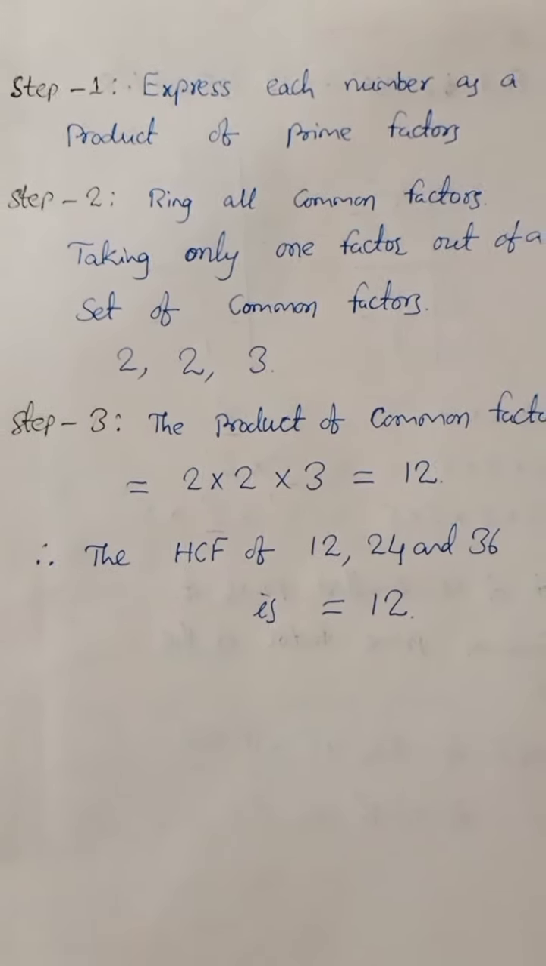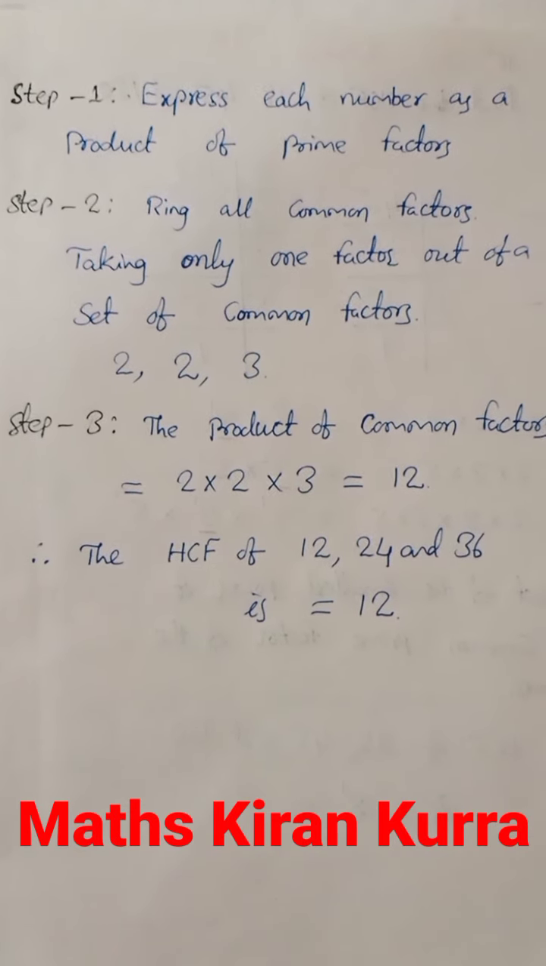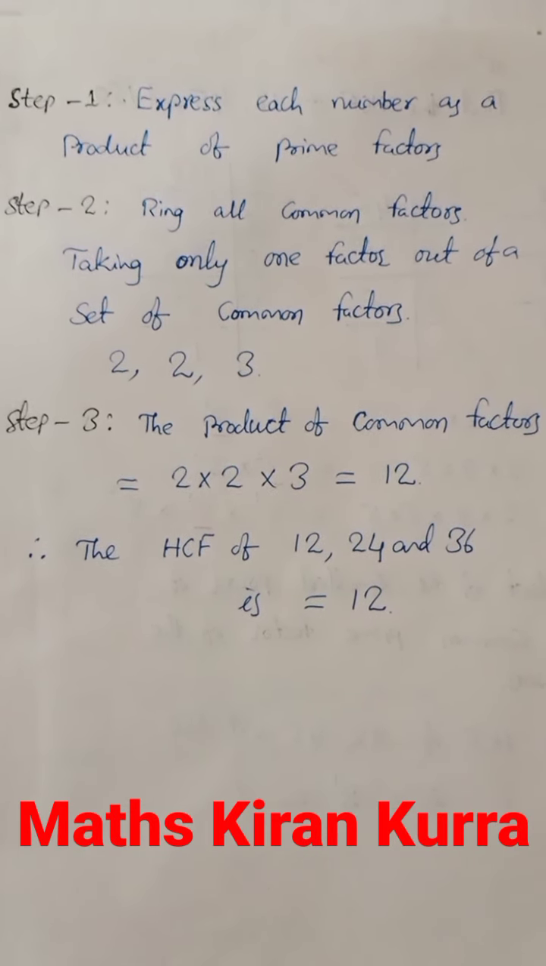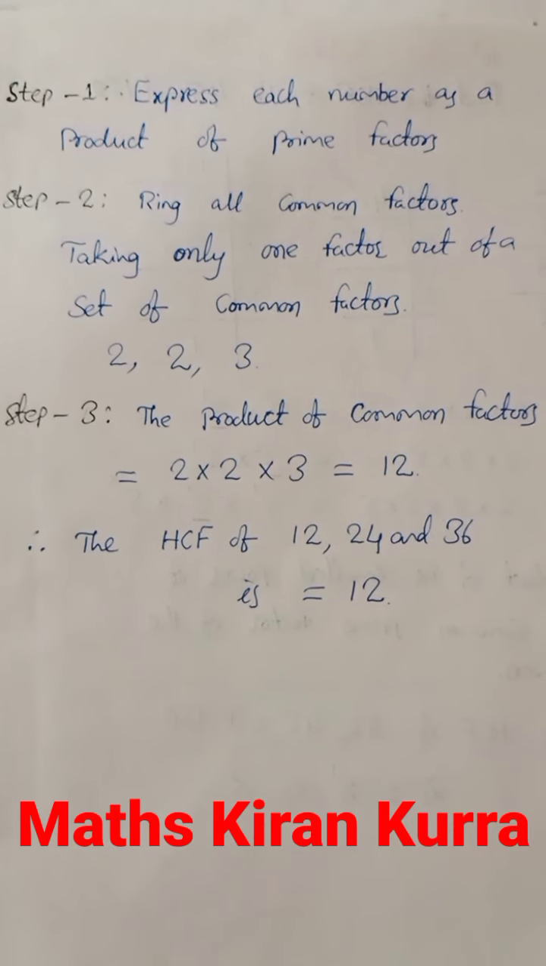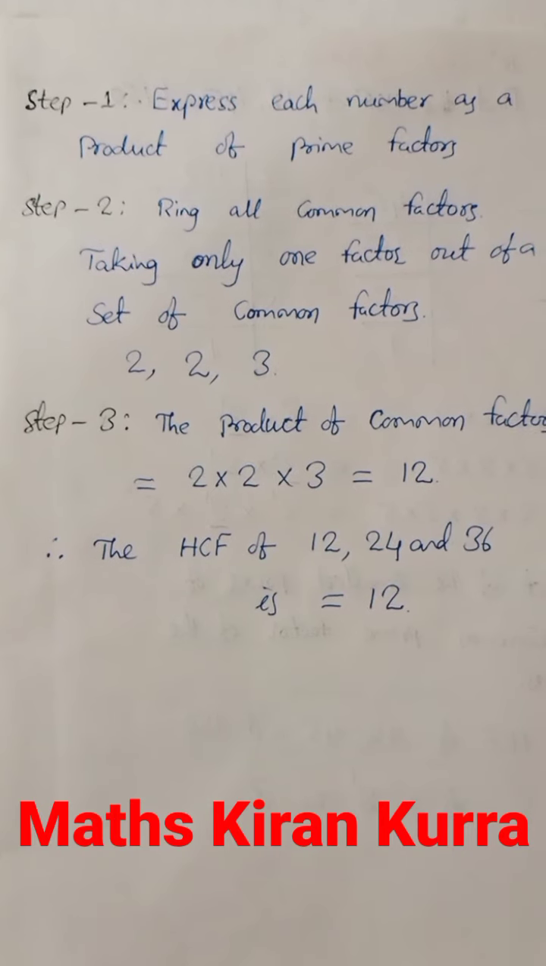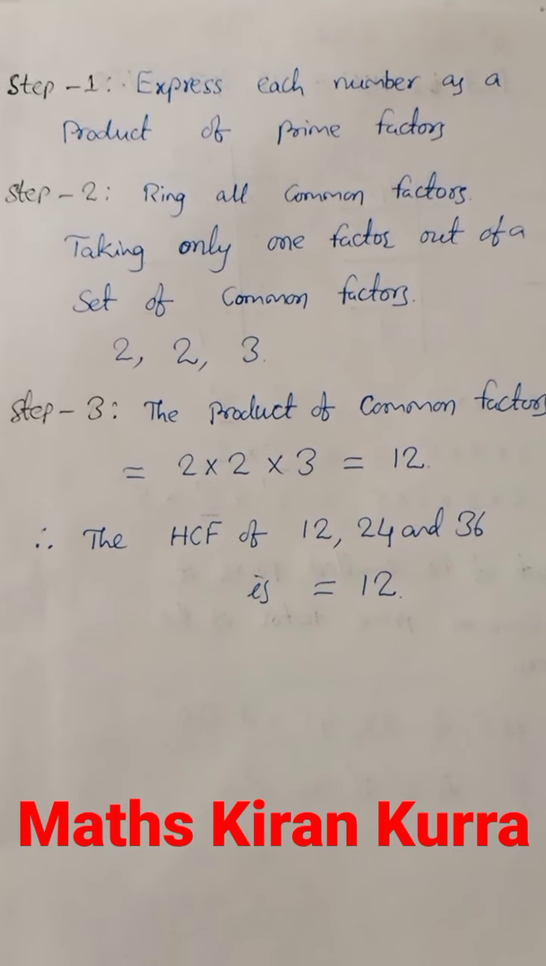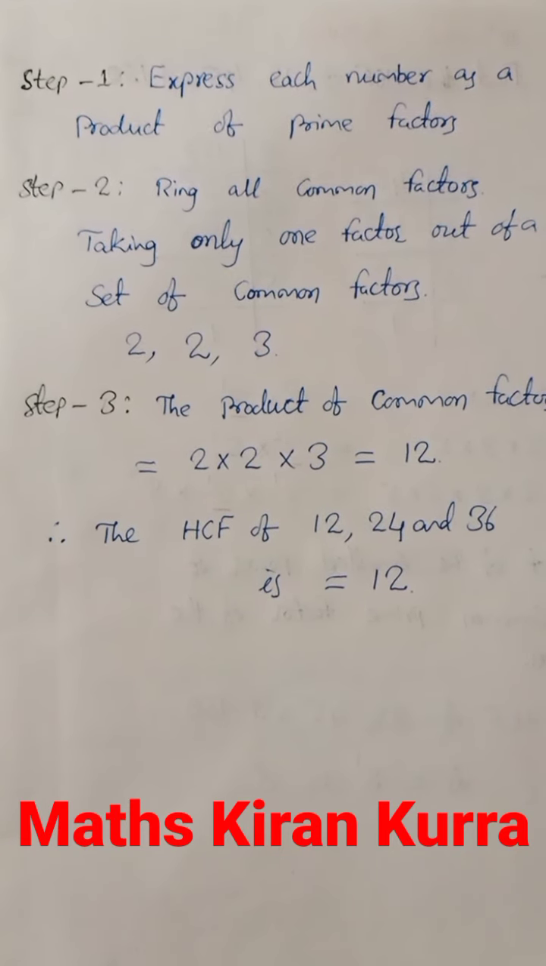Here are some steps. First step, express each number as a product of prime factors. Second step, ring all the common factors, taking only one factor out of a set of common factors.